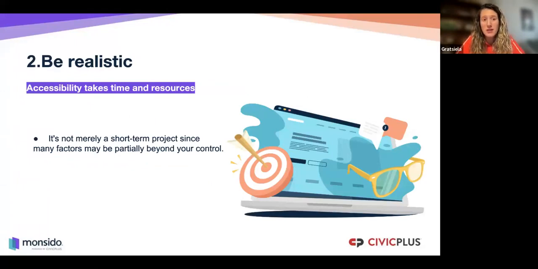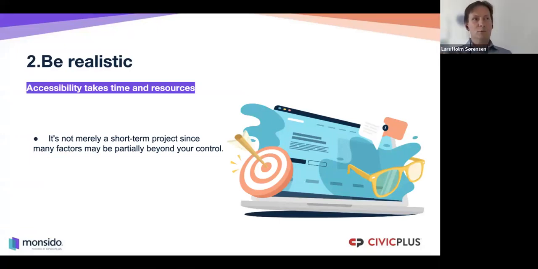So be realistic that accessibility takes time and resources. Yeah. And so sometimes when people start working on the accessibility, I think sometimes people are missing a little bit of patience. And I mean, on one hand, it's a good thing. They have a lot of drive. They want to do a lot of things very fast.